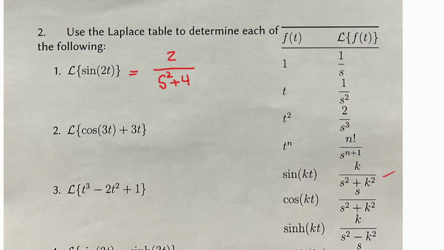So this one, cosine of 3t, is going to be s over s squared plus k squared. Oh, sorry, k is 3. So that's a 9. Plus, this will be 3 over s squared.